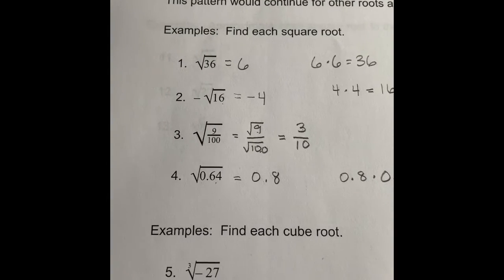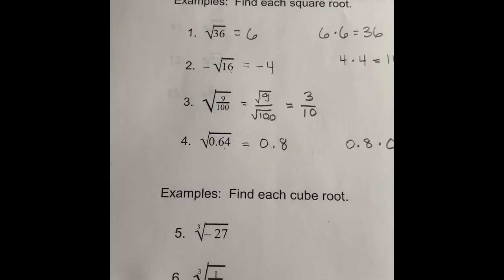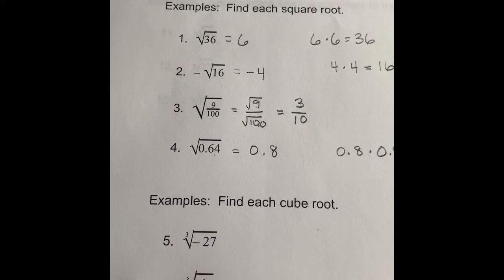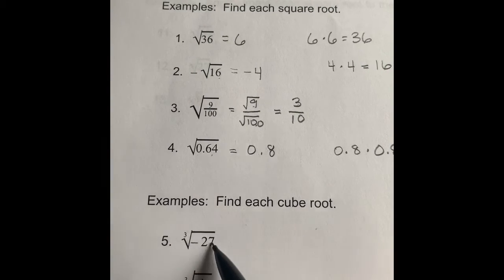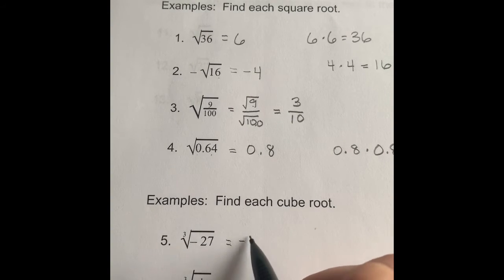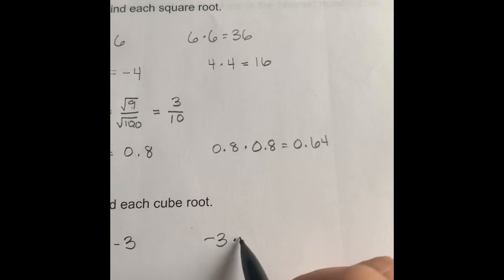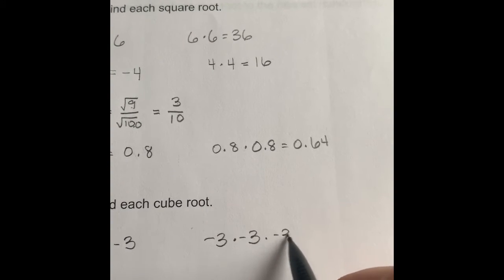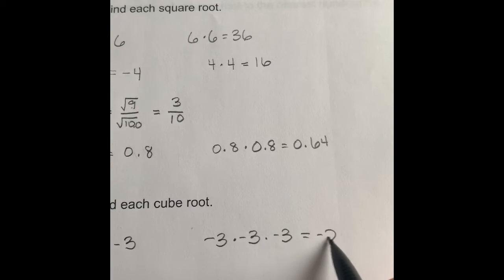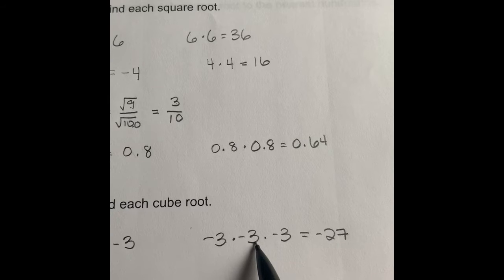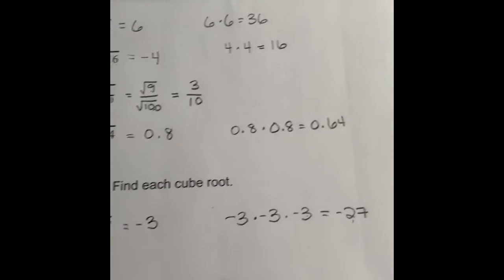The next set of examples are cube roots. So this time we're trying to think of what number we can multiply 3 times. So we're trying to figure out what number can we multiply 3 times to get negative 27. And our answer is negative 3. That is because negative 3 times negative 3 times negative 3 is negative 27. Because negative 3 times negative 3 is 9, and 9 times negative 3 is negative 27.